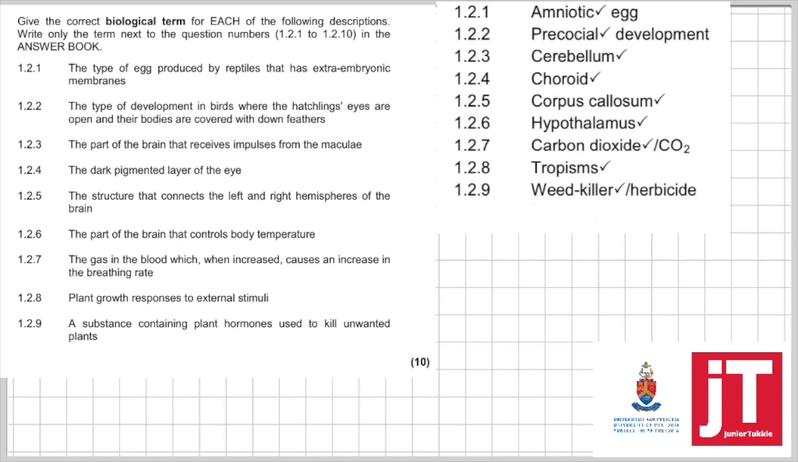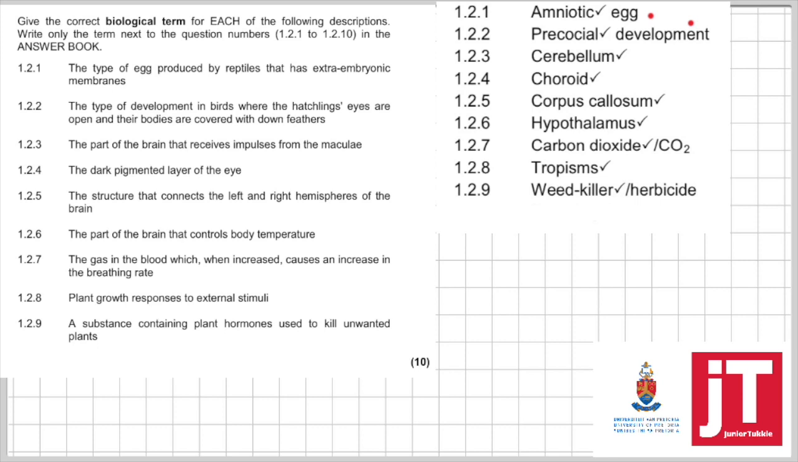1.2.1. The type of egg produced by reptiles that has extra-embryonic membranes. Well, let's be honest, grade 12s, we only taught you one type of egg, so that answer can only be amniotic egg. 1.2.2. The type of development in birds where the hatchling's eyes are open and their bodies are covered with down feathers, that you must know as precocial development.